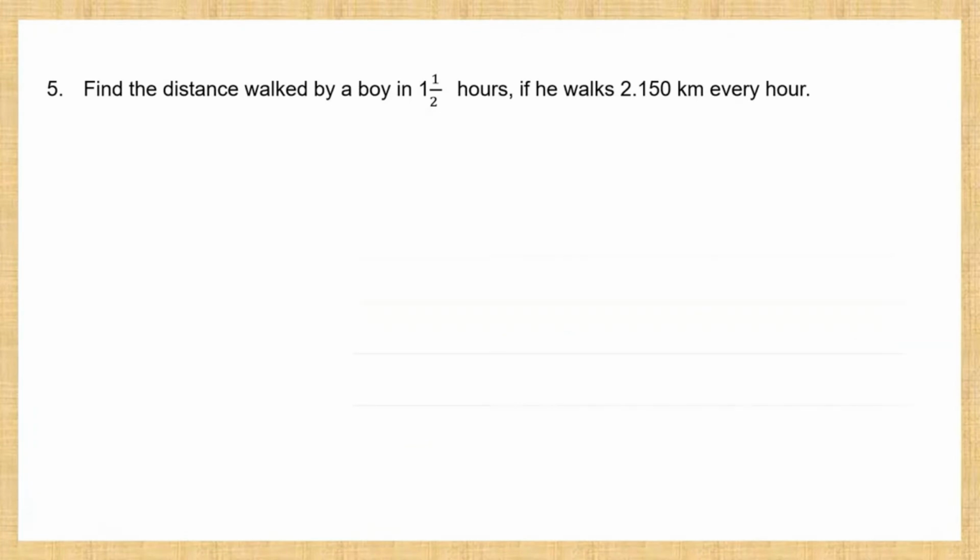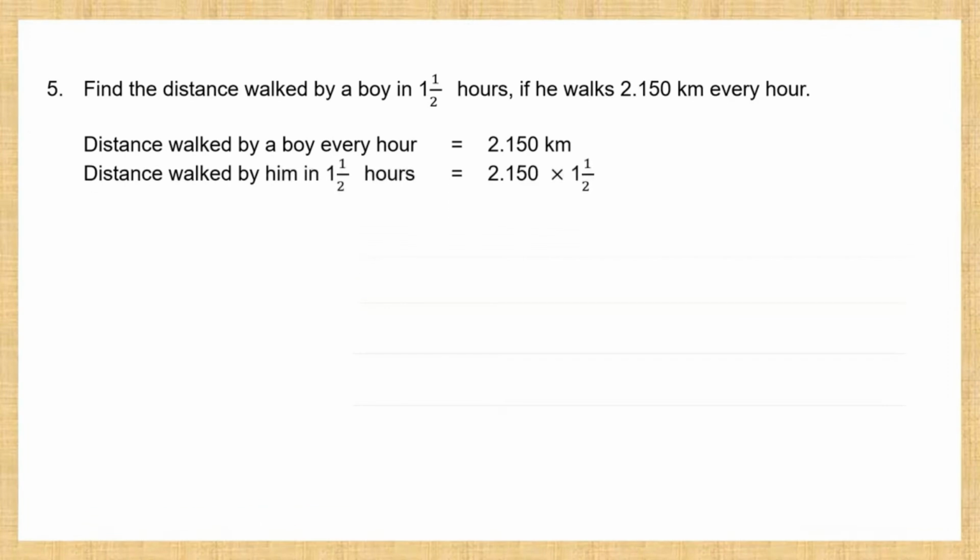Question 5. Find the distance walked by a boy in 1.5 hours if he walks 2.150 kilometer every hour. Okay, so I hope you have understood the problem. He is walking 2.150 kilometers every hour. So what distance will he walk in 1 by 2 or 1.5 hours? So let's start our statement. Distance walked by a boy every hour is 2.150 kilometers. Distance walked by him in 1.5 hours is 2.150 into 1.5.